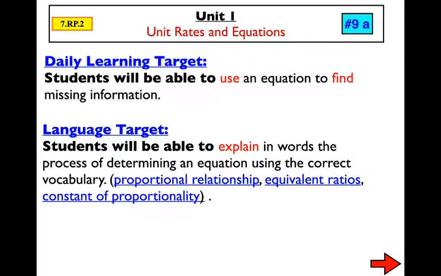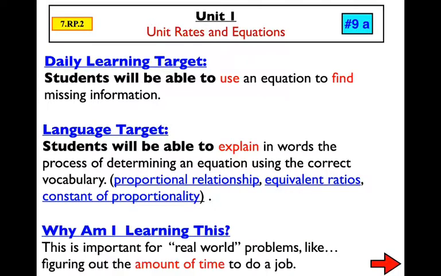If we have any shoulder partnering, you will be able to explain in words the process of determining an equation using the correct vocabulary: proportional relationship, equivalent ratios, and constant of proportionality. One of the reasons why you are learning this is figuring out the amount of time to do a job. Make sure you've got your blank areas filled in there.